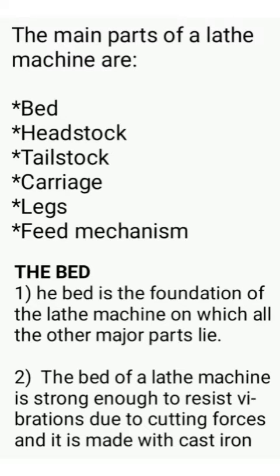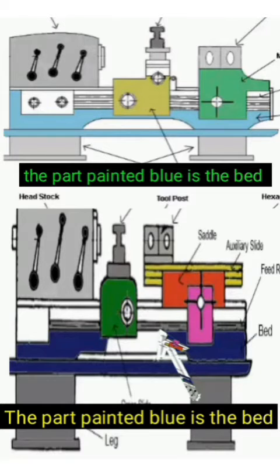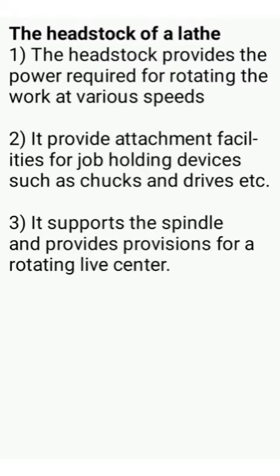Now let's talk about the main parts of lathe machine. The main parts of lathe machine are the bed, the headstock, the tailstock, the carriage, the legs, and feed mechanism. Let's talk about the bed. The bed is the part of the lathe machine on which all the other major parts lie. The bed of a lathe machine is strong enough to resist vibration due to cutting forces, and it is made with cast iron.